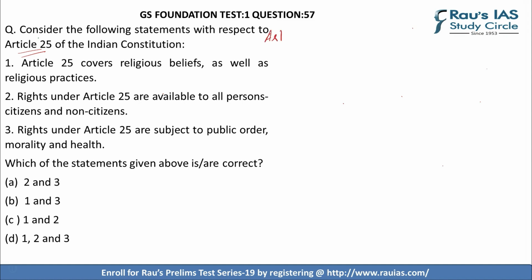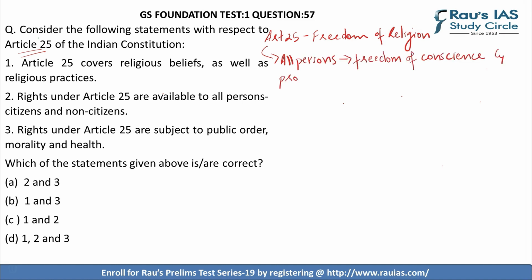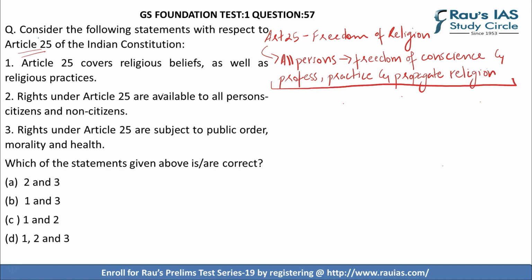As stated, Article 25 guarantees the freedom of religion. Under this article, all persons, and not necessarily just citizens, have the freedom of conscience and the right to freely profess, practice, and propagate one's religion freely. But all these rights and freedoms are subject to 3 limitations of public order, morality, and health.